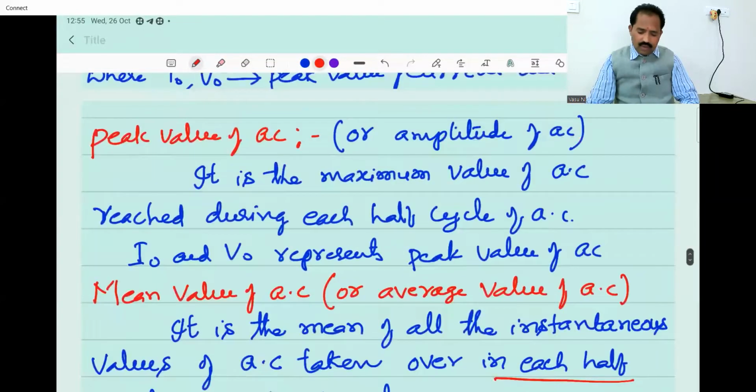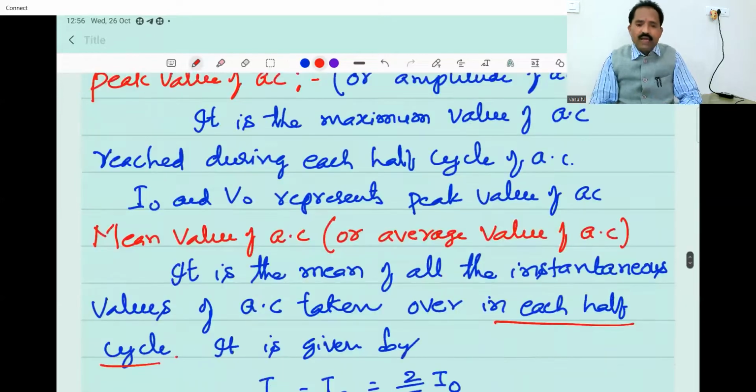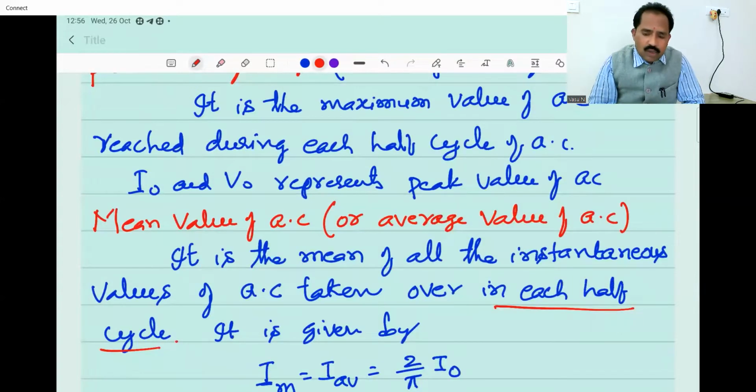Now, what is called the mean value of AC? Mean value of AC is also called the average value of AC. What do you mean by that? It is the mean of all the instantaneous values of AC taken over each half cycle. Important term, in each half cycle. We take the average value only for a half cycle, not for a complete cycle, because the mean value or average value of AC over a complete cycle is 0.